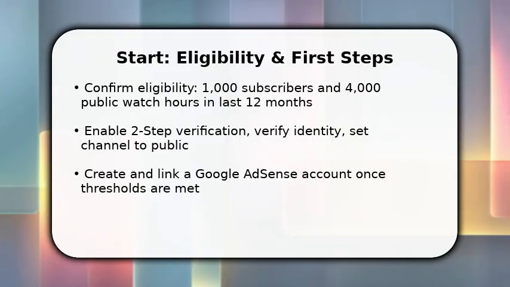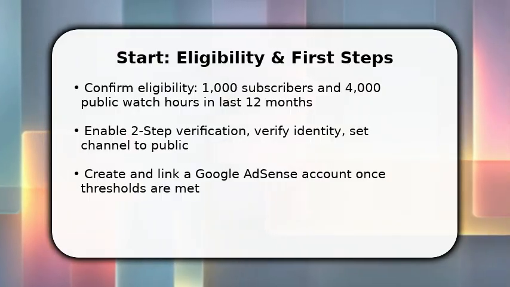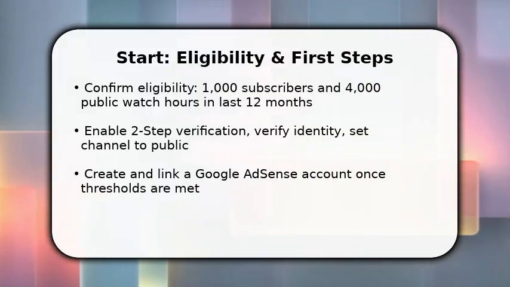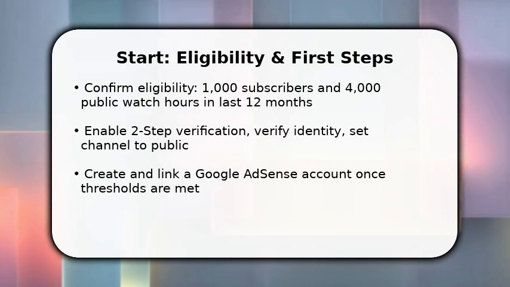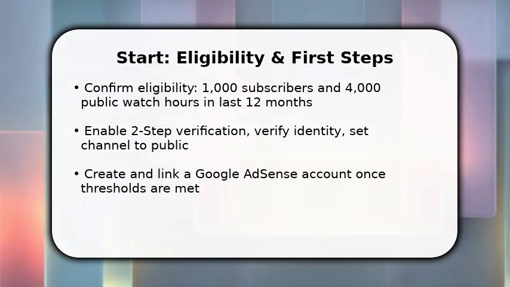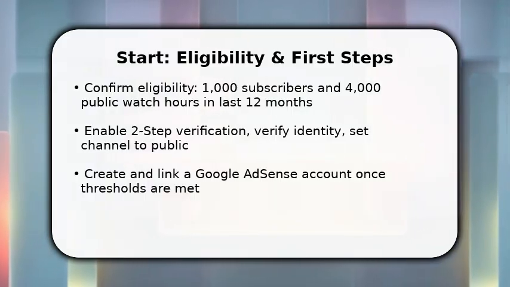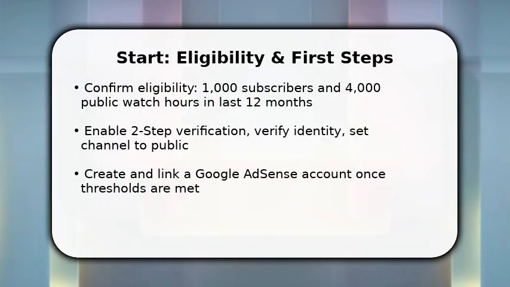Once you reach those milestones, open YouTube Studio and click Monetization. That starts the application flow. You do not yet wait for review. Prepare your AdSense account and channel details so linking is immediate when prompted. Once AdSense is linked, complete payment and tax info so there are no delays.